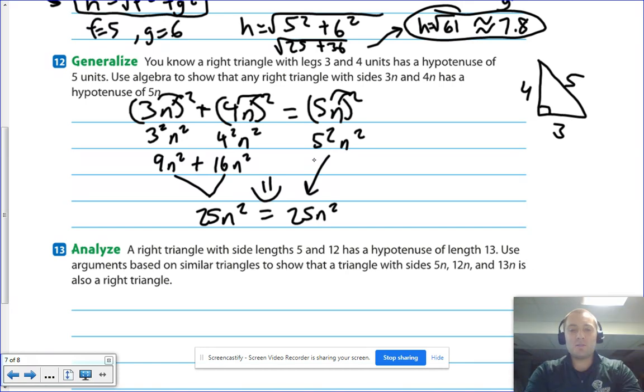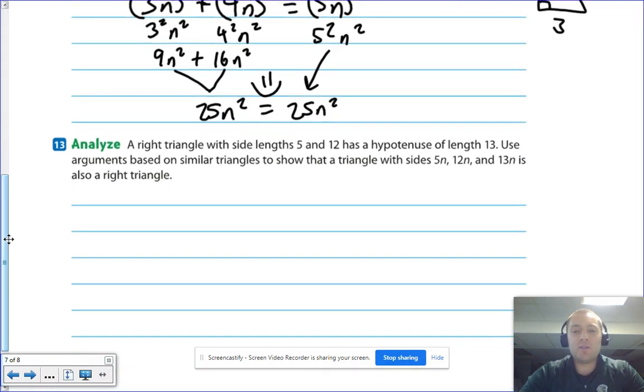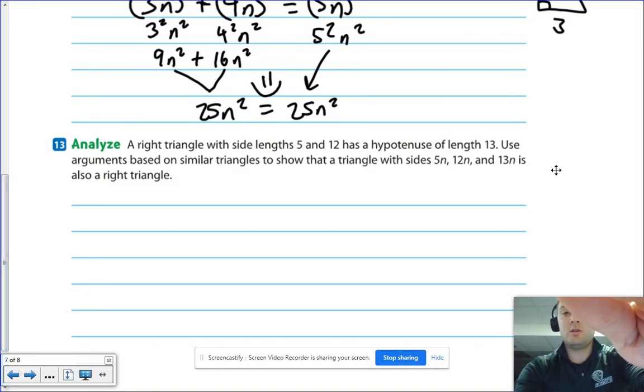So what we were trying to show is that you can use the Pythagorean theorem for other things. As long as we know what the side lengths are, you can check it out that way and it'll work. So number 13. A right triangle with side lengths 5 and 12 has a hypotenuse of 13. Okay? 5, 12, we're going to say the hypotenuse is always 13.